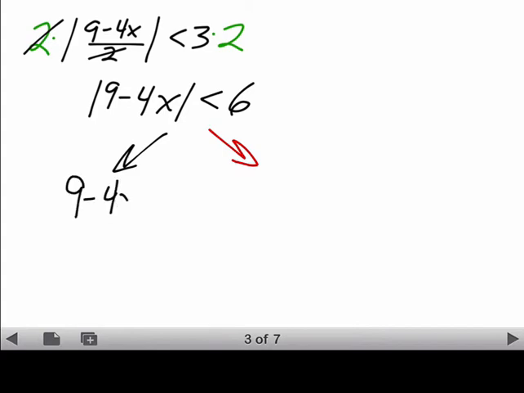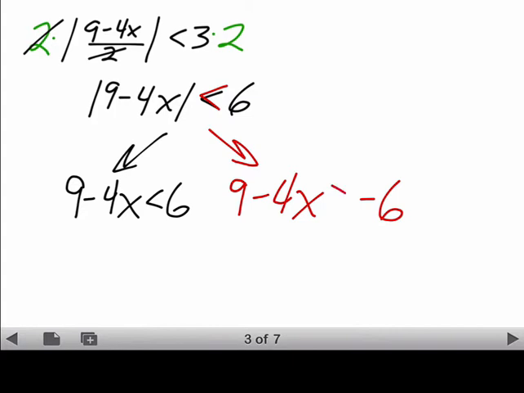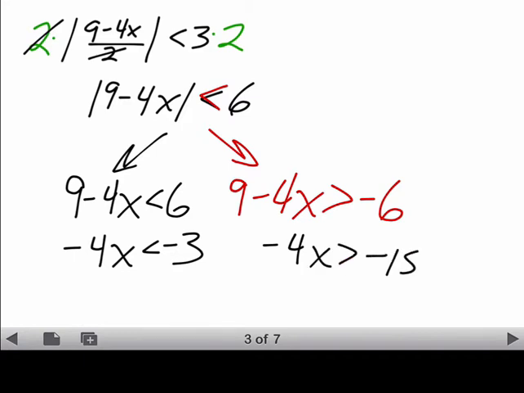9 minus 4x is less than 6. 9 minus 4x, I'm going to use the negative 6, and for that one, the inequality symbol is going to reverse. I'll subtract 9 from both sides of each inequality, as I would any inequality here. I get negative 4x is less than negative 3 for the first one. I get negative 4x is greater than negative 15 for the second one.